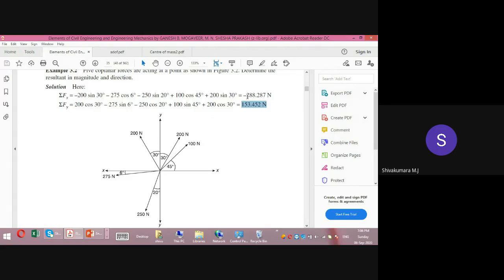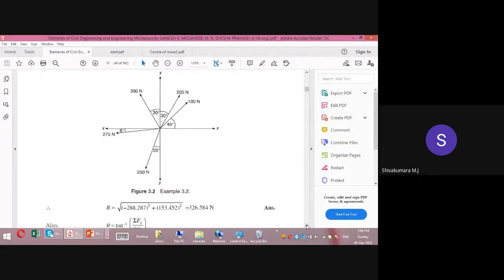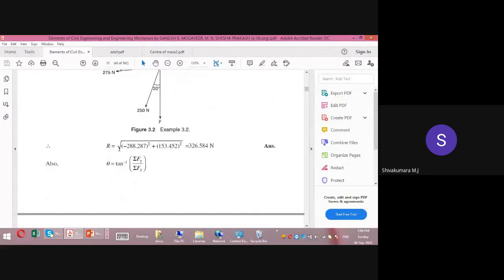Just substitute 288.287 and 153.452 in this expression, that is R equal to root of summation of Fx square plus summation of Fy square. If you do so, you will get a single resultant force. It is 326.584. So this is the magnitude of the single resultant force.